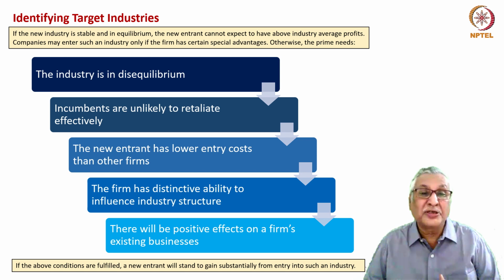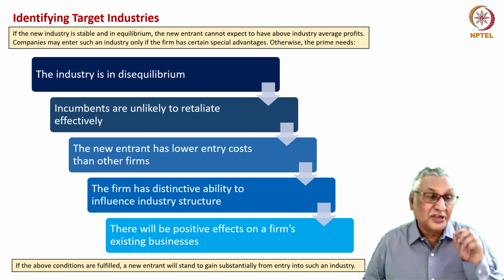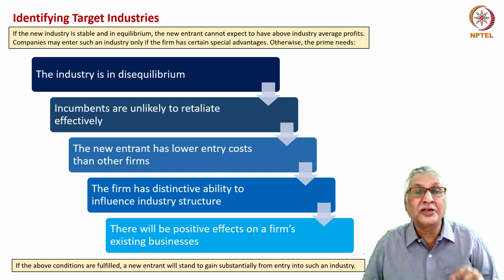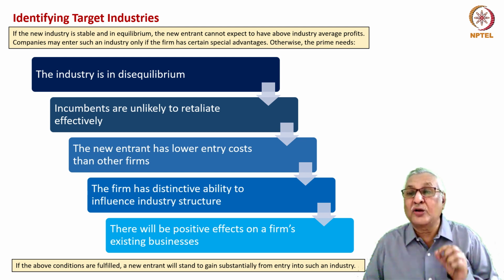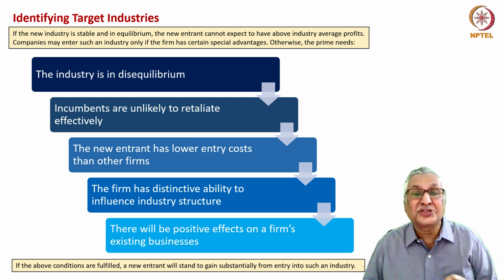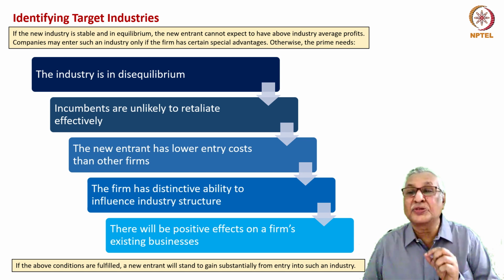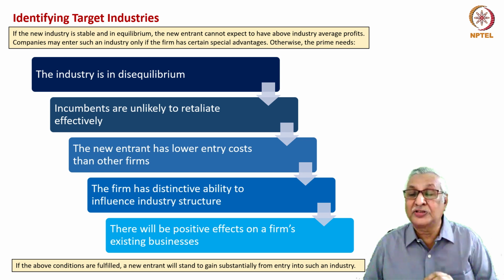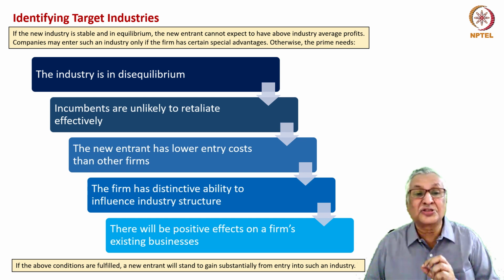At times, it could be better to wait on and enter into the industry when the technology is a little more established. If the new industry is stable and in equilibrium, the new entrant again cannot expect to have above industry average profits. Companies may enter such an industry only if the firm has certain special advantages. Otherwise, we need to consider an industry as a target industry only if the following five conditions are satisfied.